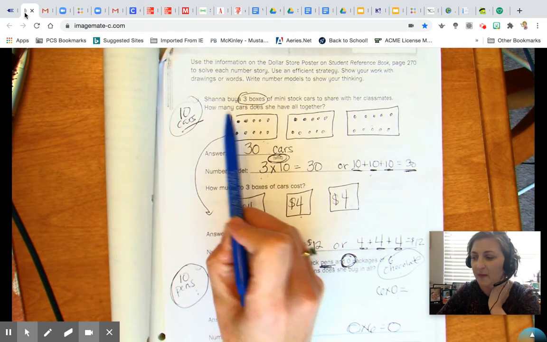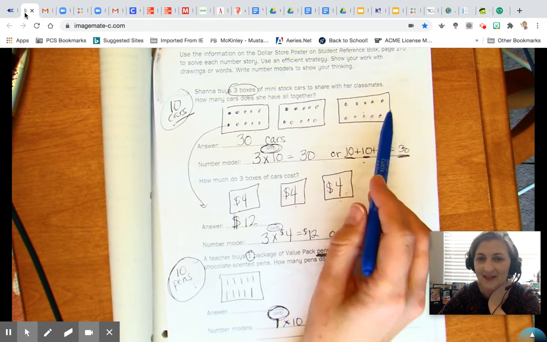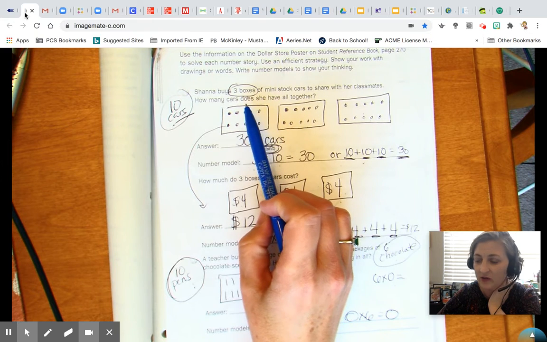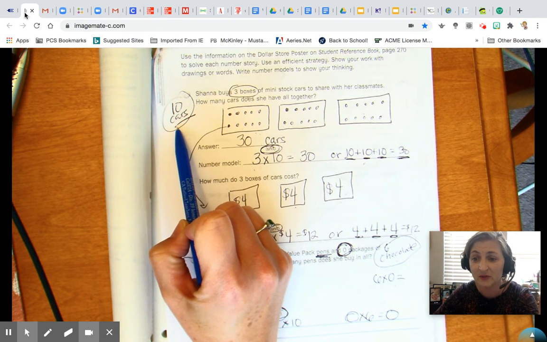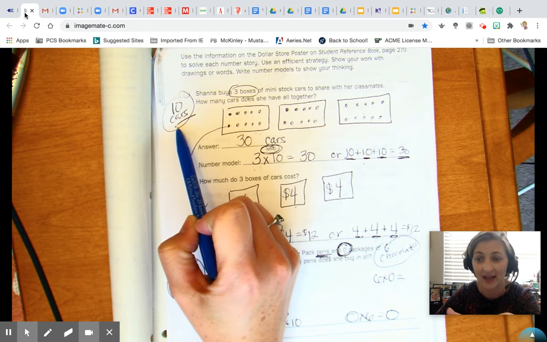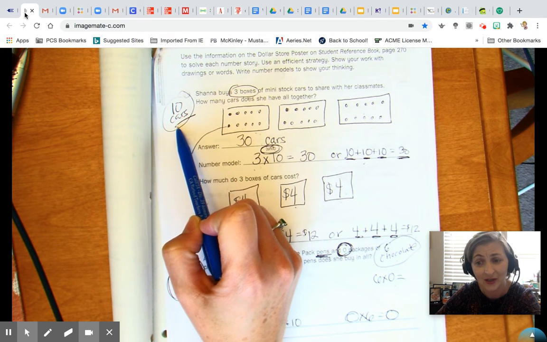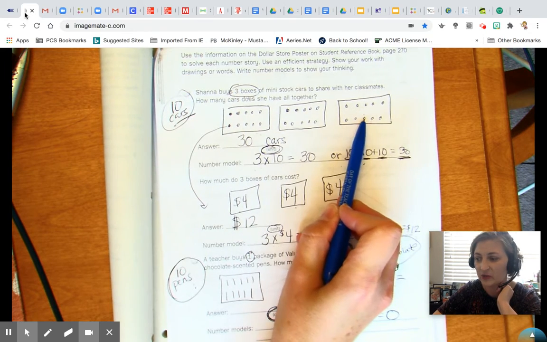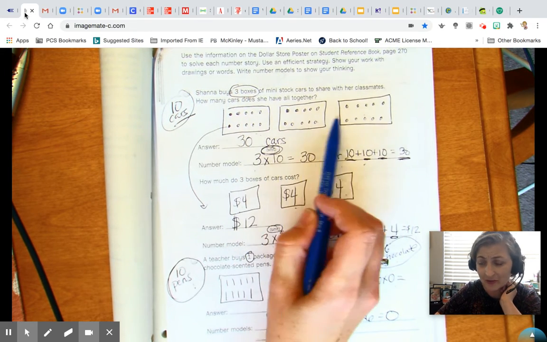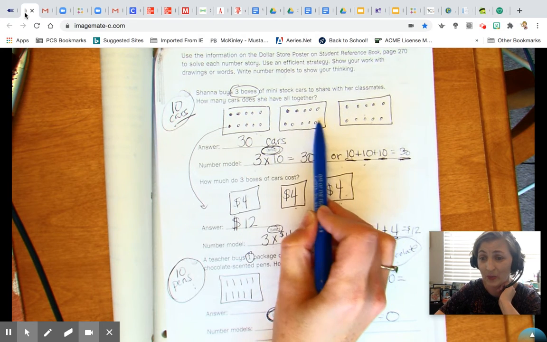So it says Shanna buys 3 boxes of mini stock cars to share with her classmates. How many cars does she have altogether? And we got this information, the 10 cars, on that poster that was posted on the assignment on SeeSaw and on the slideshow and on the slideshow presentation for the math. So there's 10 cars in each package. So we drew the 3 packs and we drew little dots, or maybe some of you drew the actual cars for the car. So there's 10 in each box.